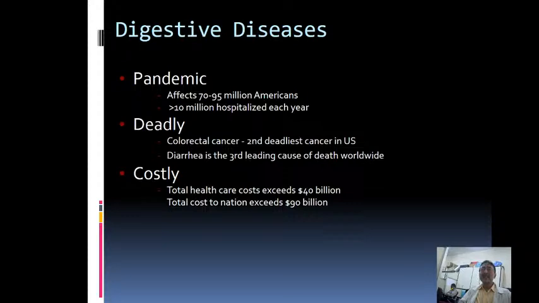Among the various diseases, one of the most severe and fatal is colorectal cancer, which is the second deadliest cancer in the USA. And the third leading cause for most of the GIT related diseases is diarrhea.